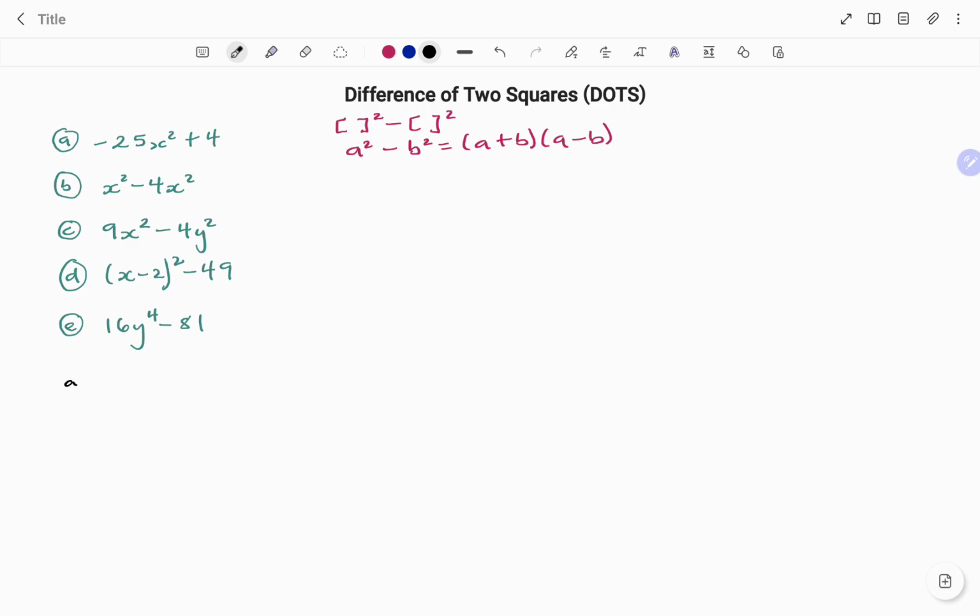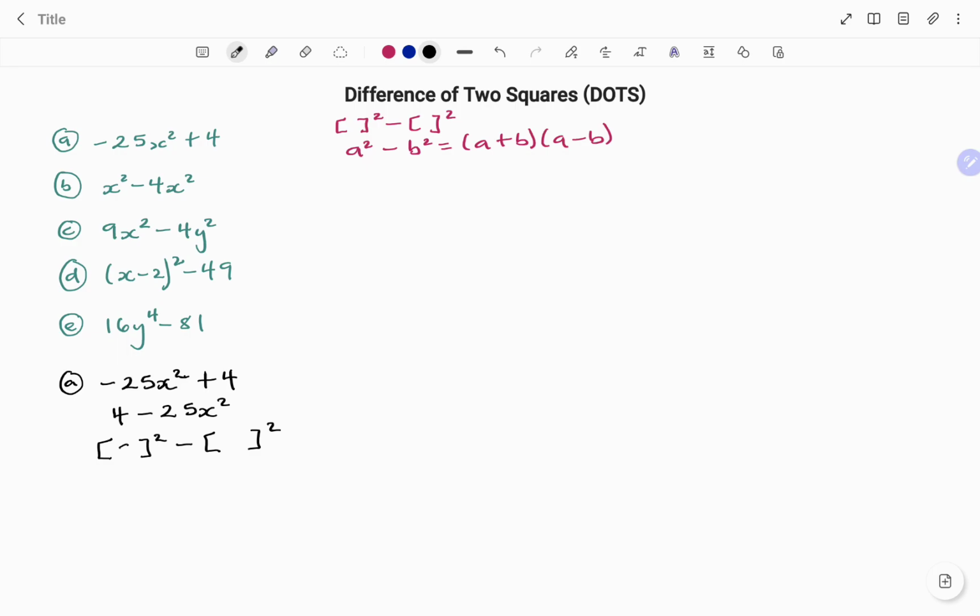In the first example, I have minus 25x squared plus 4. Remember, before I can apply the dots technique, the expression must be written in the form something squared minus something squared. So I'm going to rearrange this expression. I have my 4 in front: 4 minus 25x squared. The second step is to write them as perfect squares. I have something squared minus something squared.